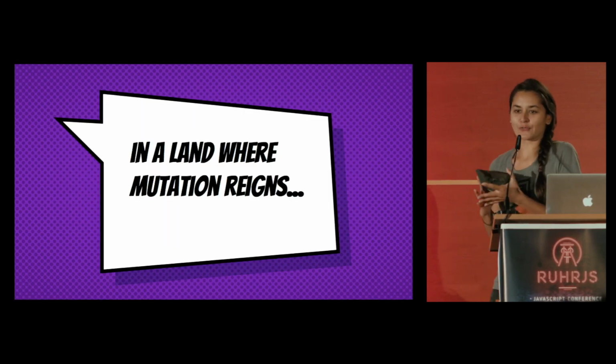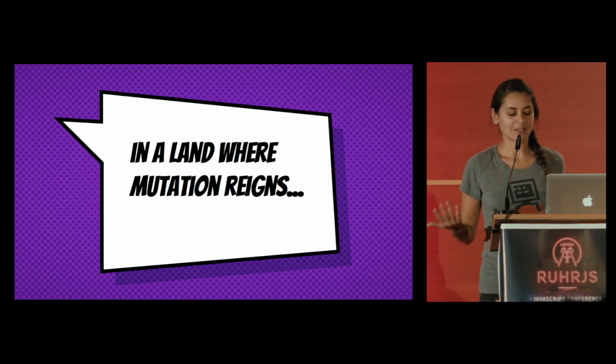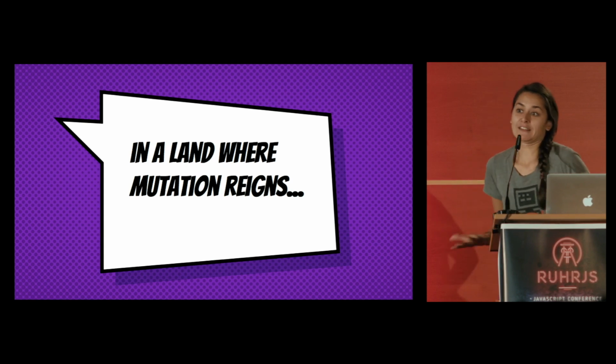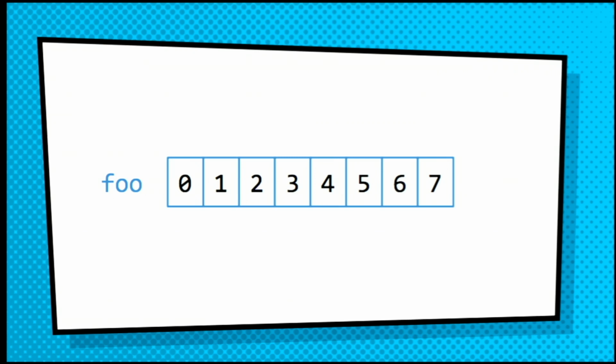So let's imagine for a moment that we live in another world where all data is mutable. We can change it in place. This would be kind of our normal, everyday programming world. Okay, so imagine I have an array. This is a mutable array, and it's got some numbers in it. It's got a 0 and a 1.